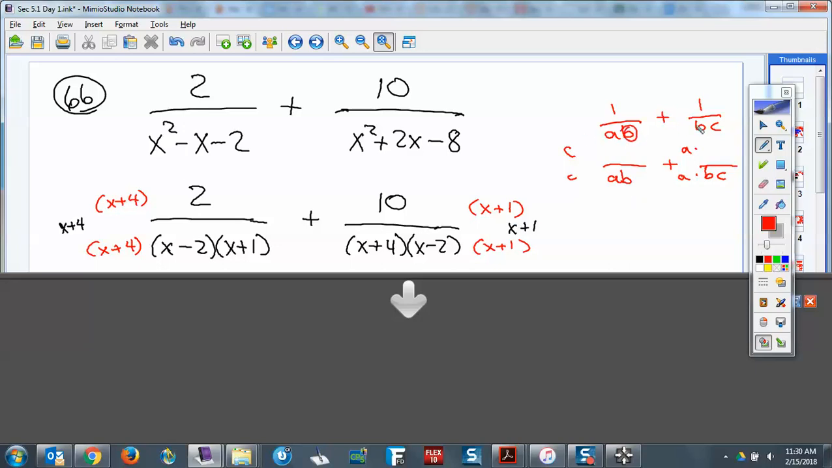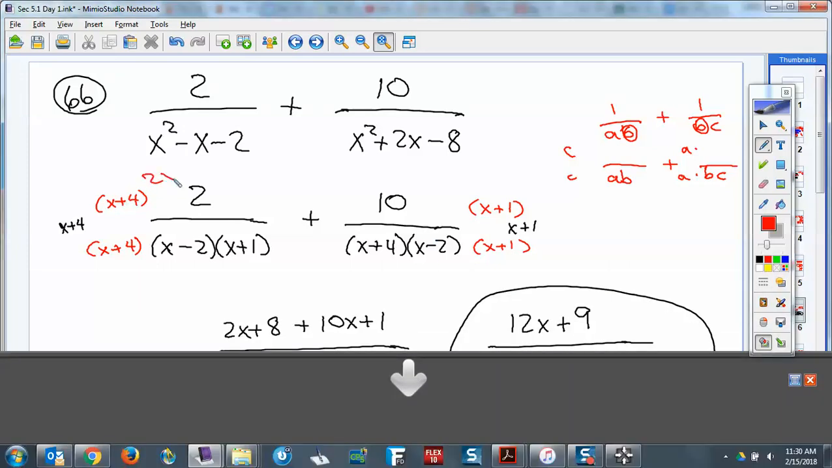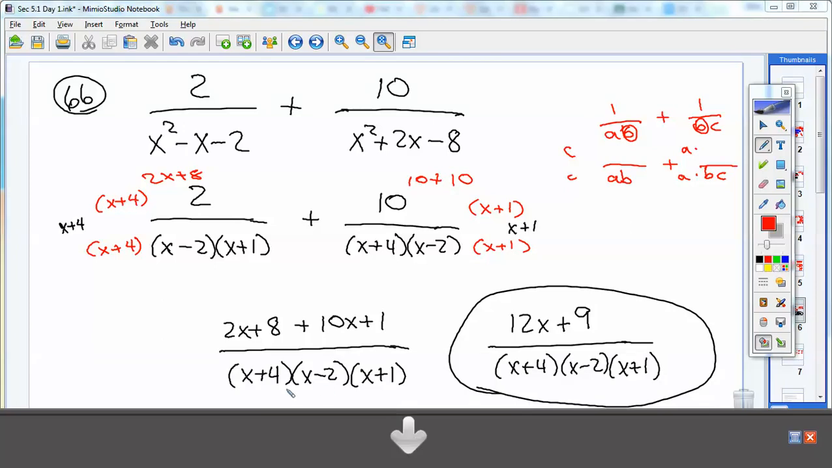You take what they have in common, which is 1B, and you take the leftovers, the A and the C. You have A, B, C. Okay? So now, what do we get here? We would get 2x plus 8, and 10x plus 10, and you would add those together on top. The bottom, you'd have your 3x plus 4x minus 2x plus 1. Now, we see what we can do with that. We get 12x plus 9.